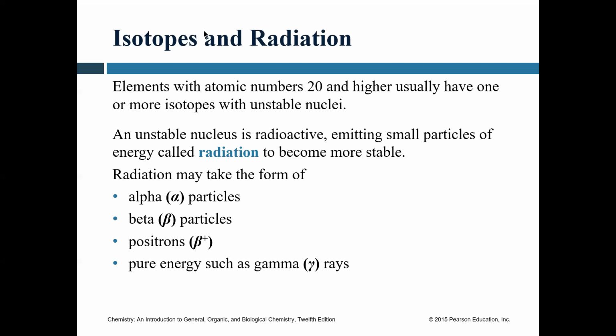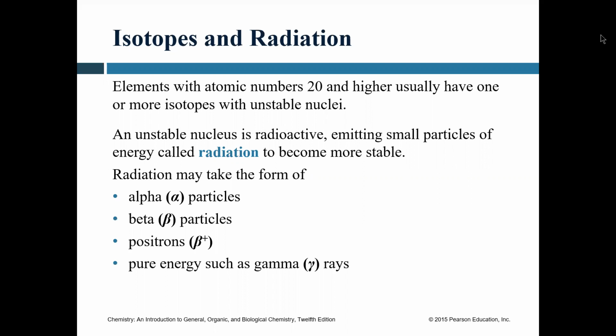So what happens is that when we get these nuclei that are sort of hunky, they're packed with a lot of neutrons, or they're really, really big. They're unstable, and they are what's known as radioactive, which means that they're going to try and emit small particles of energy that are called radiation in order to become more stable.